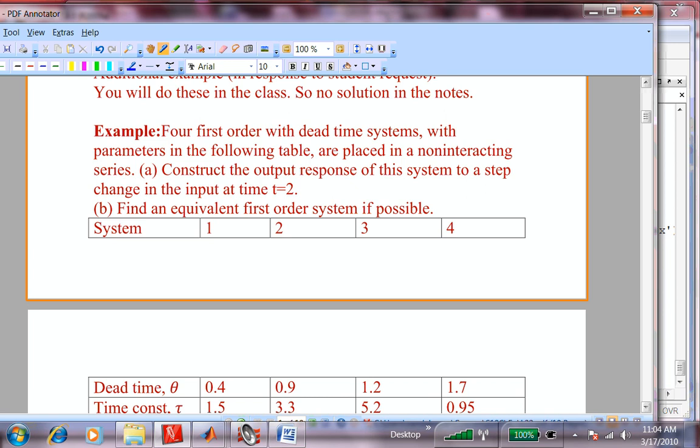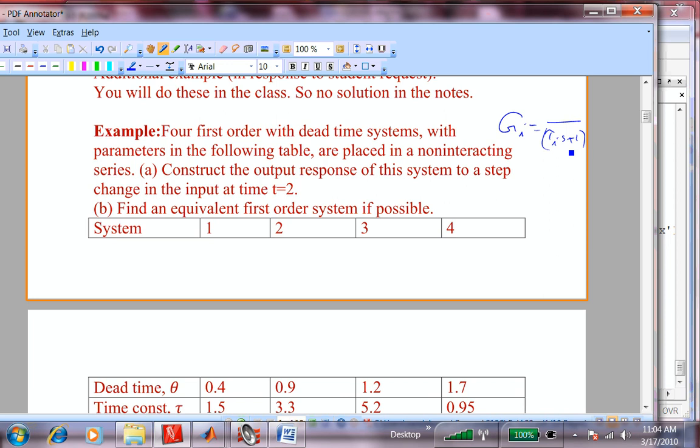The first thing that you need to understand is, for first order with dead time systems, how do you model a first order with a dead time system? What is the general form of the transfer function? Very commonly used transfer function. Well, yeah, tau_i s plus 1. That captures the first order process. I'm putting a subscript i to indicate that i could be 1, 2, 3, or 4. There are four first order systems, but with a dead time delay.